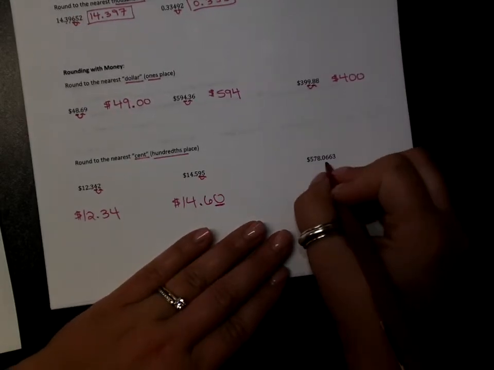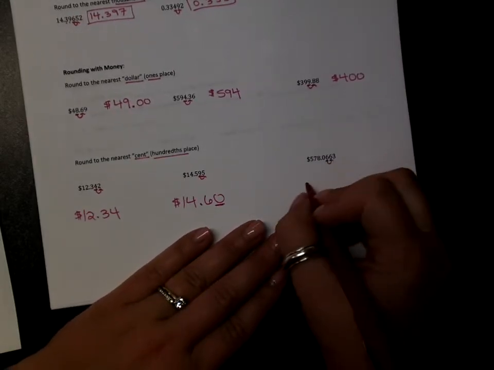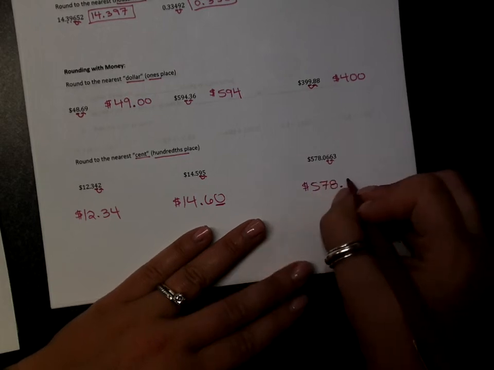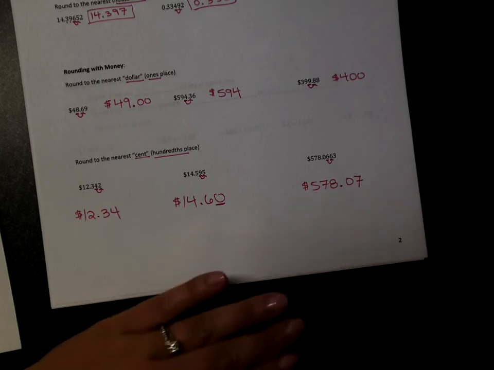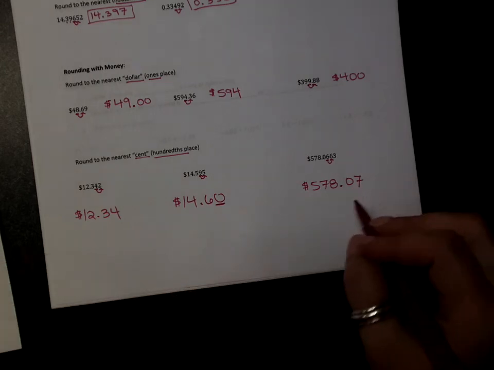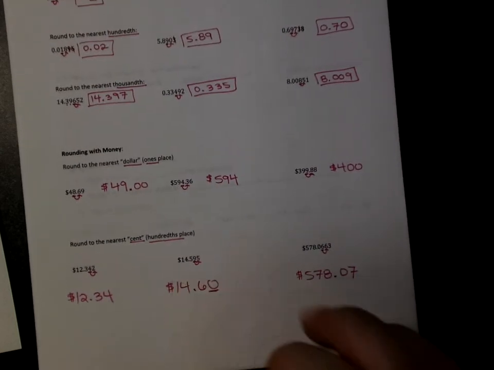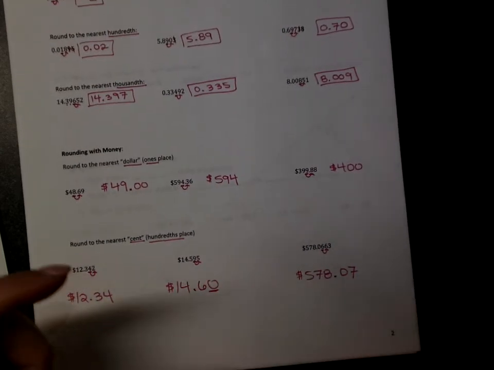And then finally, the 6, looking at that, it's $578.07. So it's important to make sure that you're rounding to the correct place value. All right, I'm going to pause there, and then we will continue in just a minute.